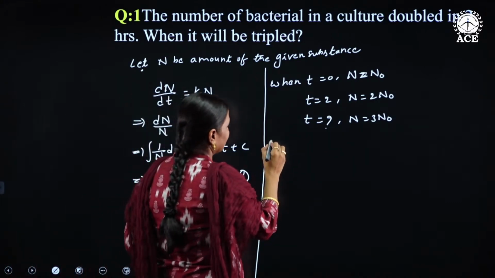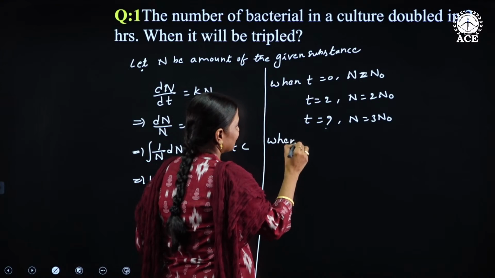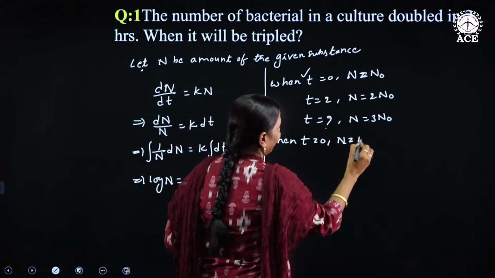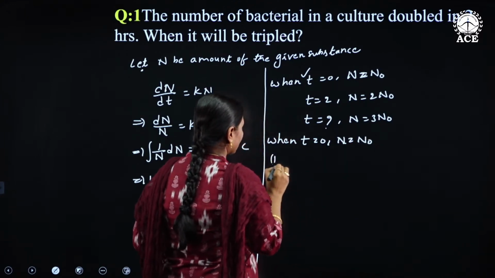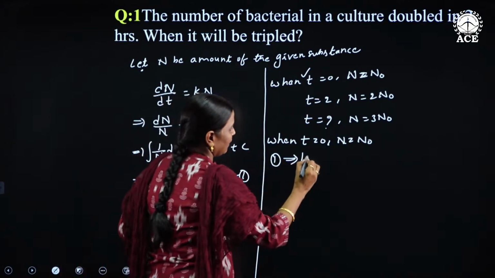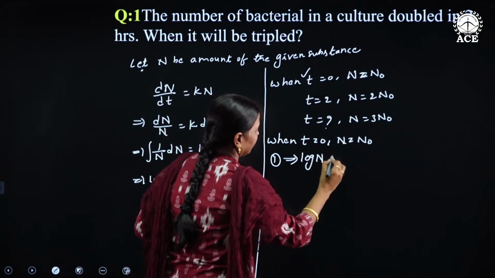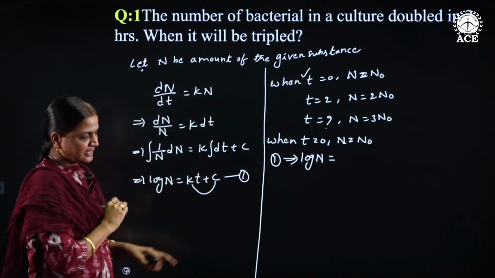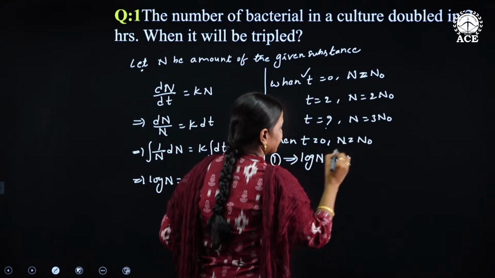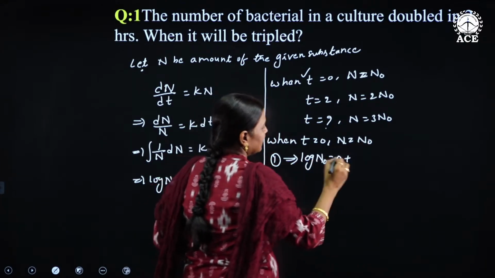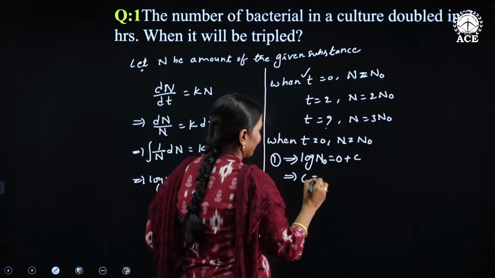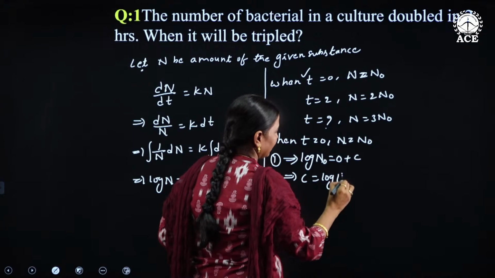So first one is, if you apply the first condition, when t is equal to 0, N is equal to N naught. Equation 1 becomes, how to write equation 1? Equation 1 is log N is equal to k into, what is the t value? 0, plus c. So 0 plus c. And N is equal to the initial amount N naught. So log of N naught is equal to 0 plus c. So from this equation, what is the c value? c is equal to log N naught.